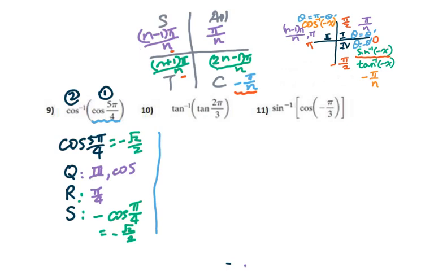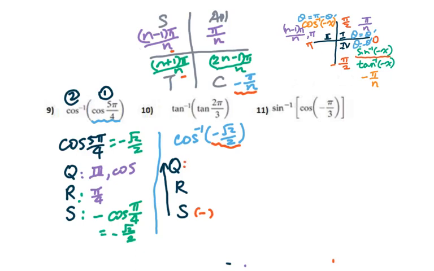Then I'm working on inverse cosine of negative square root of 2 over 2. We do QRS. Since this is an inverse, you have to do it backwards. So we got negative sign for the domain of inverse cosine. Then for the quadrant, let's go to the second quadrant. Remember the pattern will be this, n minus 1 pi over n. Then try to figure out the reference angle.